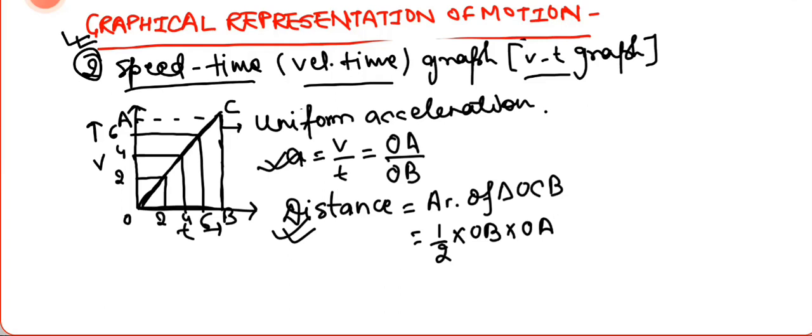Now this is the case of acceleration. What if the object is slowing down, which is studied as negative acceleration, deceleration or retardation? All the things are the same. Let's see the graph of that.